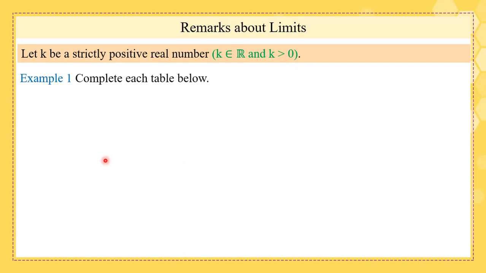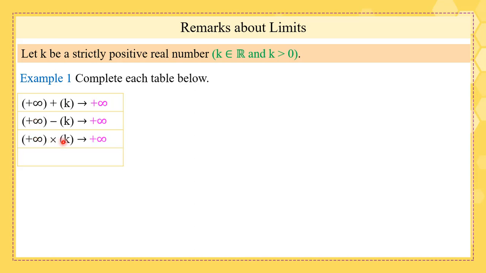Now let's complete each table below together. Now what is positive infinity plus k? It will be positive infinity because positive infinity in this case represents a very large quantity, and if we add another quantity to a very large quantity, it becomes larger and larger. Now what is positive infinity minus k? This is also positive infinity because if we subtract a certain quantity from a very large quantity, it remains large.